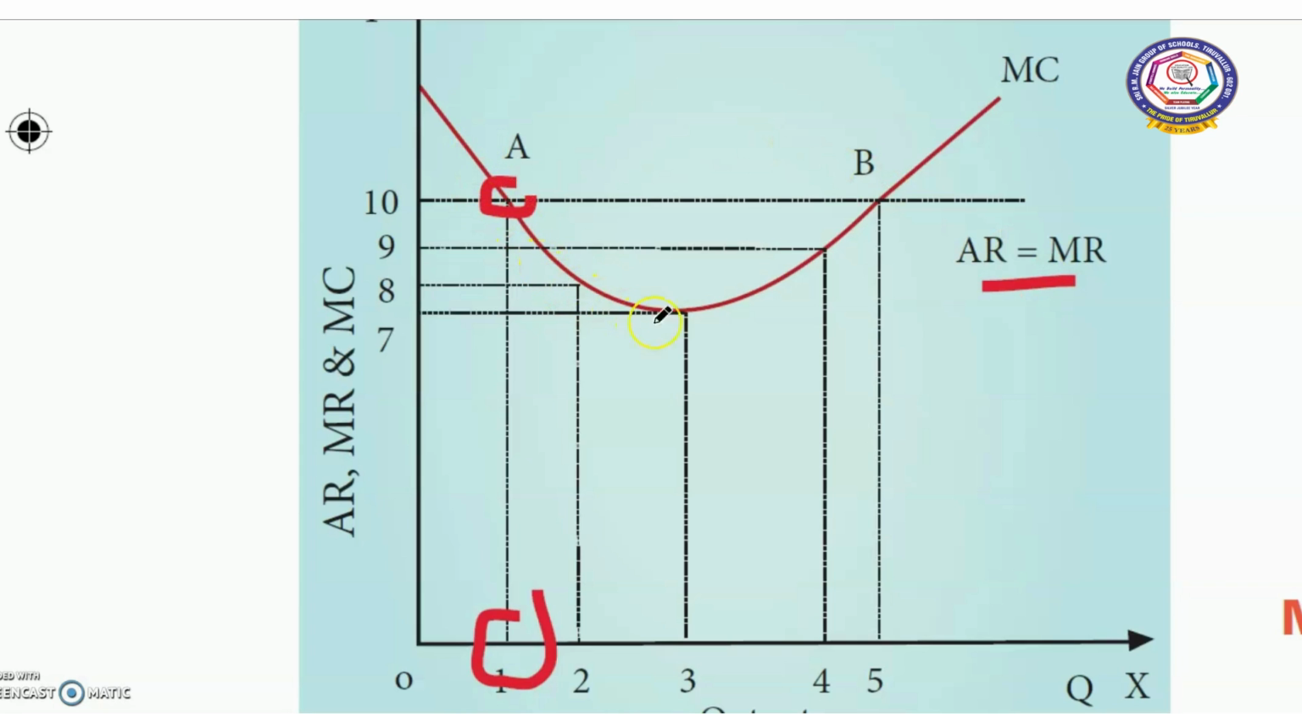The MC is U-shaped, you can see here, and cuts MR at 2 points. This MC curve cuts MR at 2 points, both from above and below. Above means at point A, and from below means it cuts at point B. So only at point B is the equilibrium condition fulfilled. Thus for equilibrium under all market situations, two conditions, that is MC equal to MR and MC cuts MR from below, have to be satisfied.